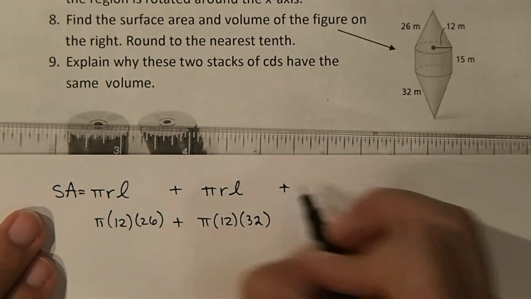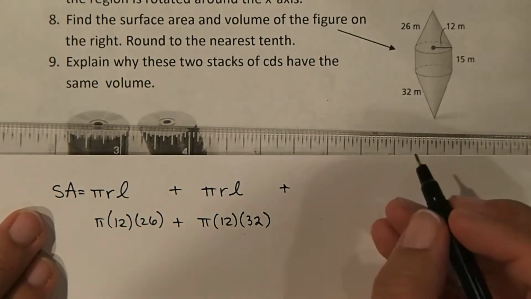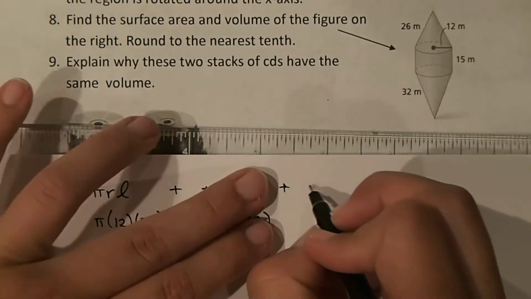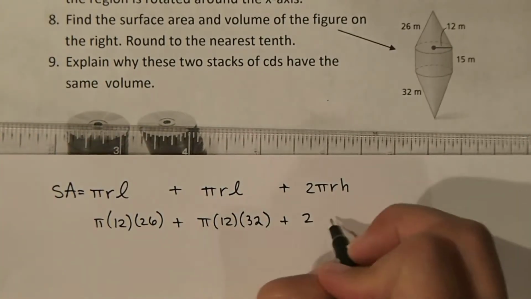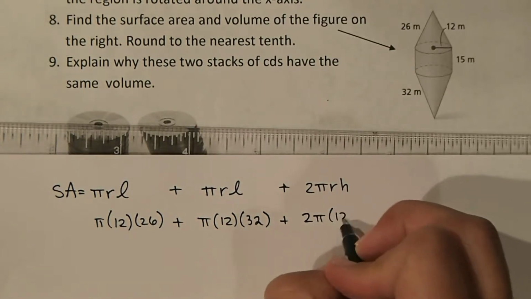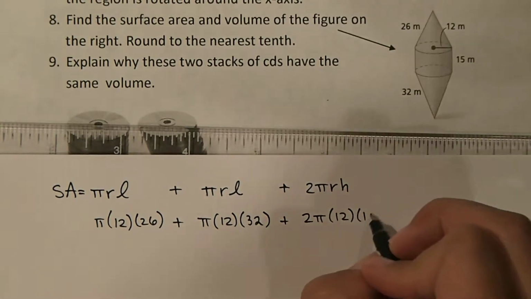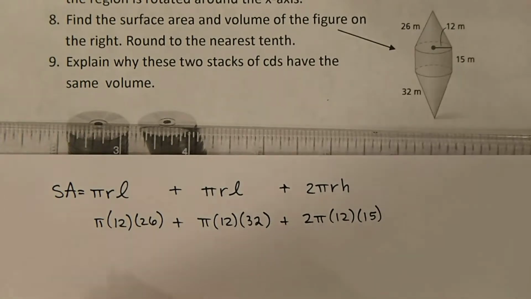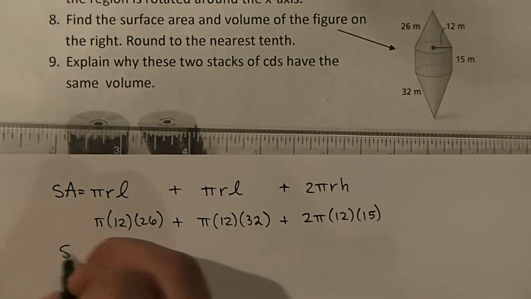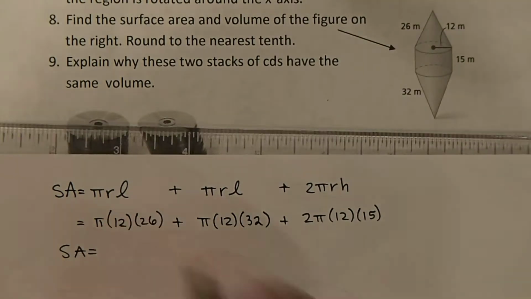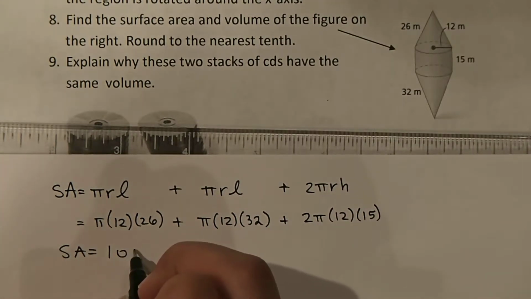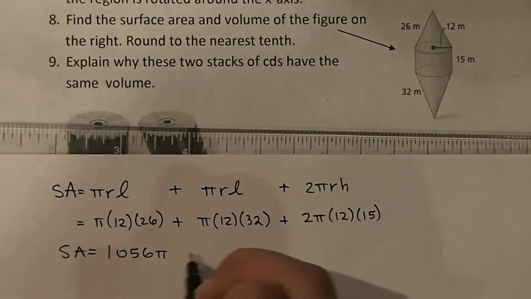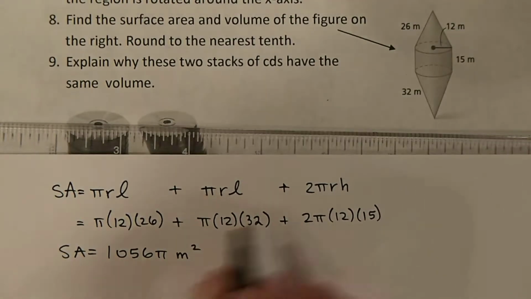Now we're going to add the cylinder. The formula for surface area of the cylinder is 2 pi r h. So we're going to add 2 pi, radius 12, and the height of the cylinder is 15. So altogether, the total surface area is going to be 1,056 pi meters squared.